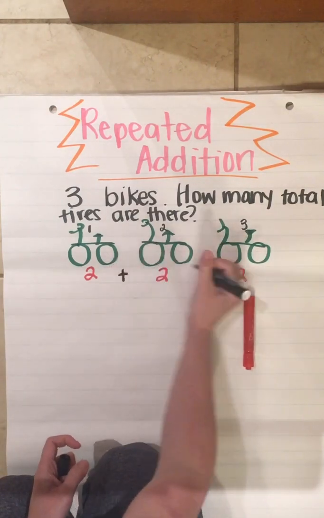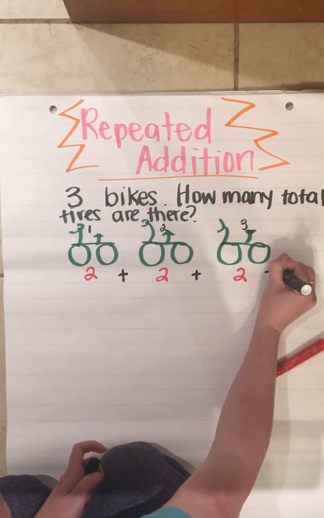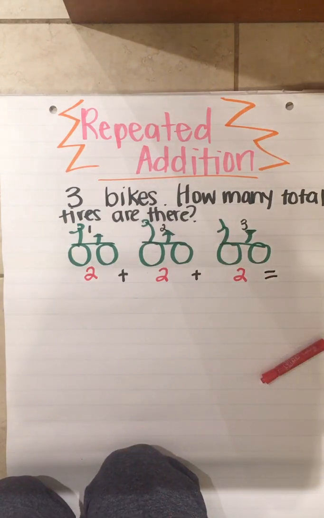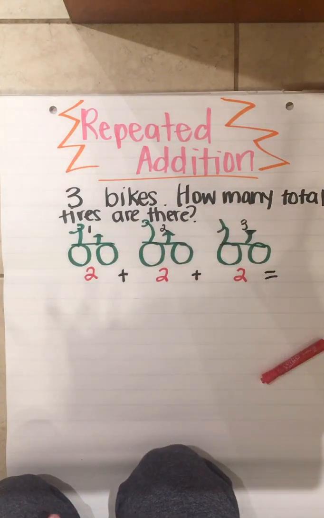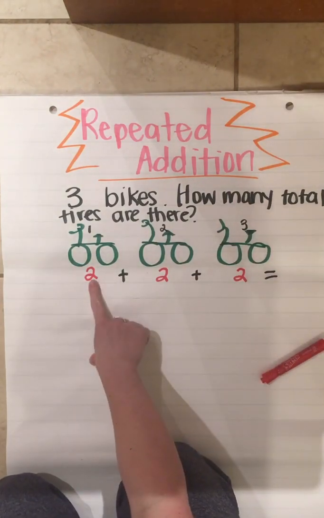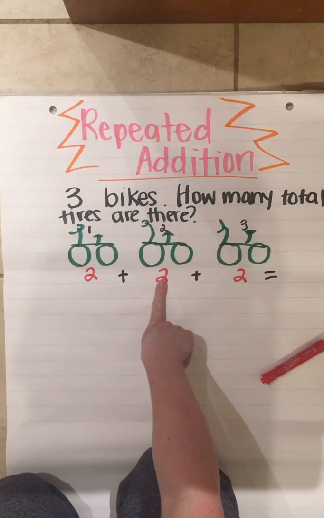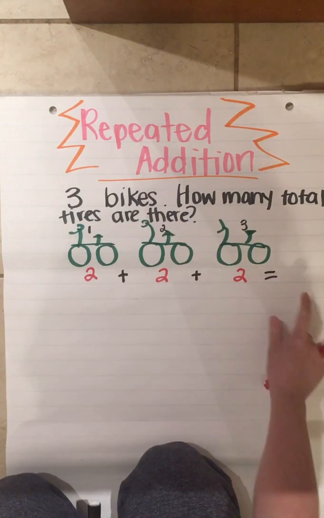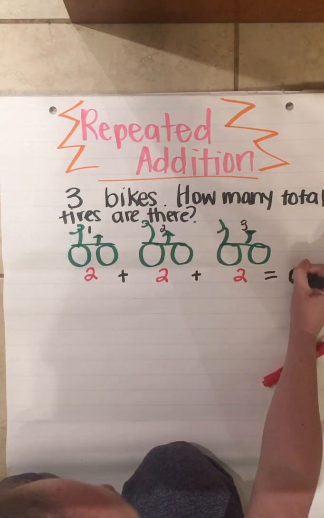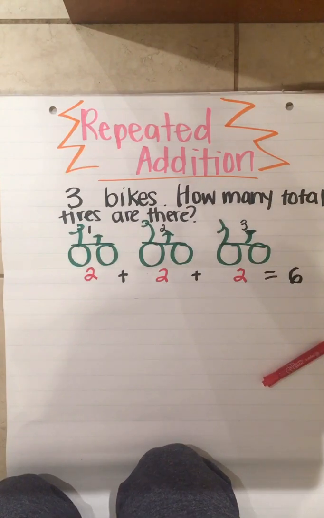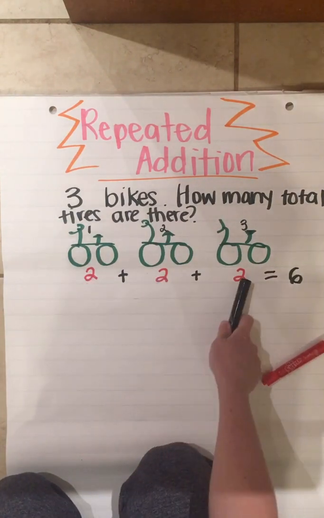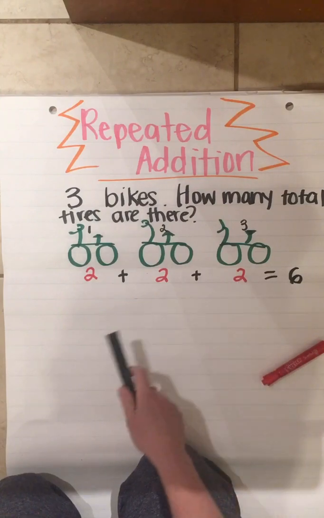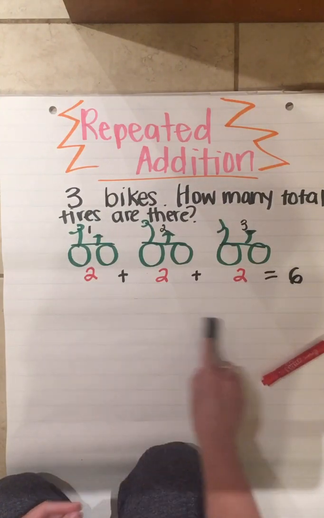So I'm going to add my plus signs here, and then over here it would be my equal sign. Now this looks like a normal number sentence. Perfect, okay? And we can solve this simply by adding 2 plus 2 equals 4 plus 2 equals 6. We could also solve this by skip counting. 2, 4, 6, okay? We could also solve it by using a number line.